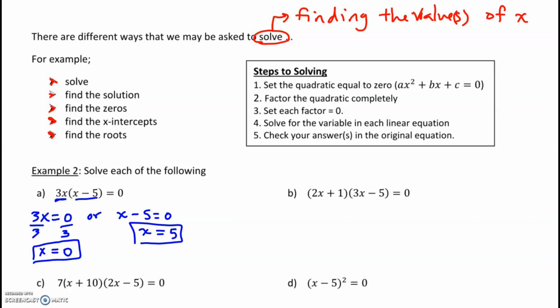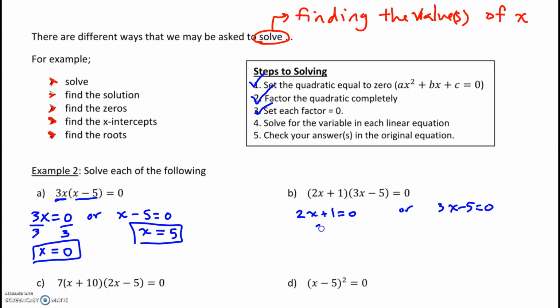So for the next question, we look, does it set equal to 0? Yes. Is it factored? Yes. Set each factor equal to 0. So that's where we're going to start at step 3. So we're going to write 2x plus 1 equals 0 or 3x minus 5 equals 0. Okay, step 3 done. Step 4, solve for the variable in each linear equation.